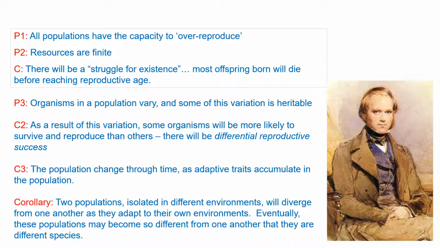This population is selected for large size. This population is selected for small size. The populations diverge to the point where they may not be able to reproduce with one another again, and we would recognize them then as new, different forms of life, new, different species.